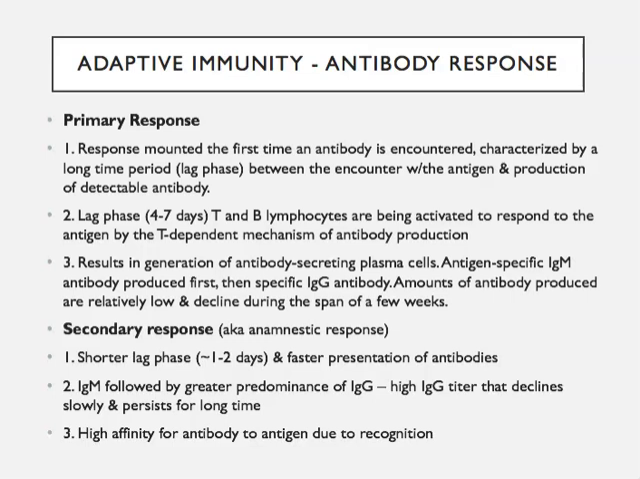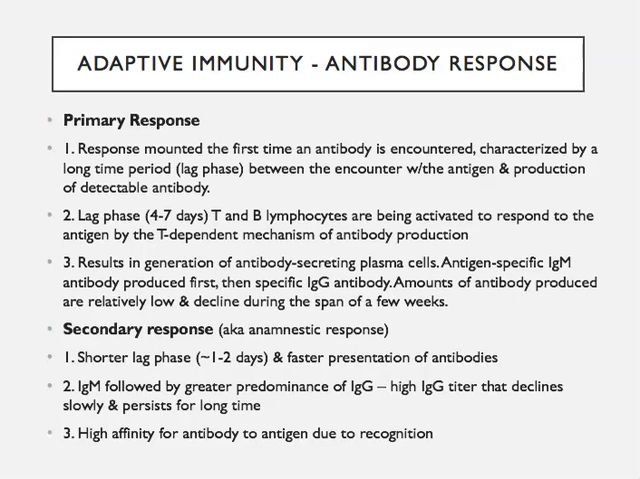Still talking about adaptive immunity, we're going to talk about the antibody response. The primary response is mounted the first time an antigen is encountered. It's characterized by a long time period, referred to as the lag phase, between the encounter with the antigen and production of a detectable antibody. That lag phase could be anywhere from 4 to 7 days.